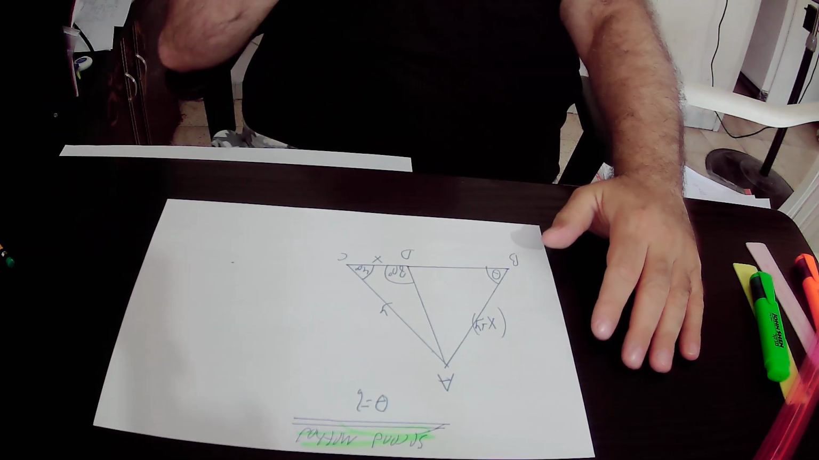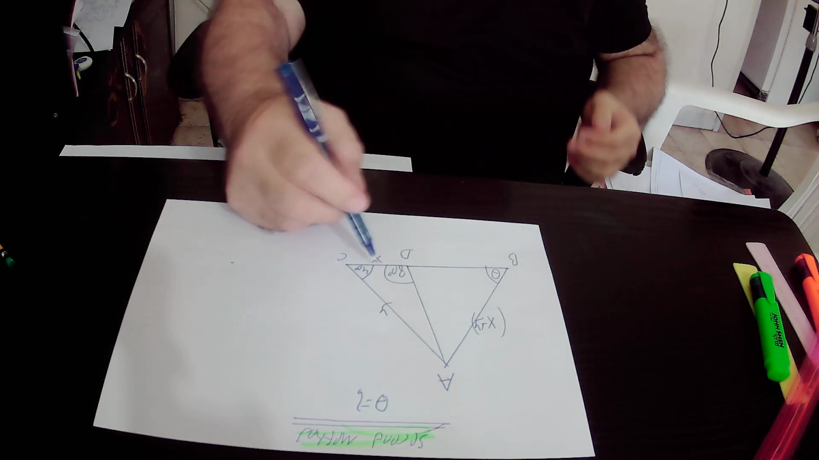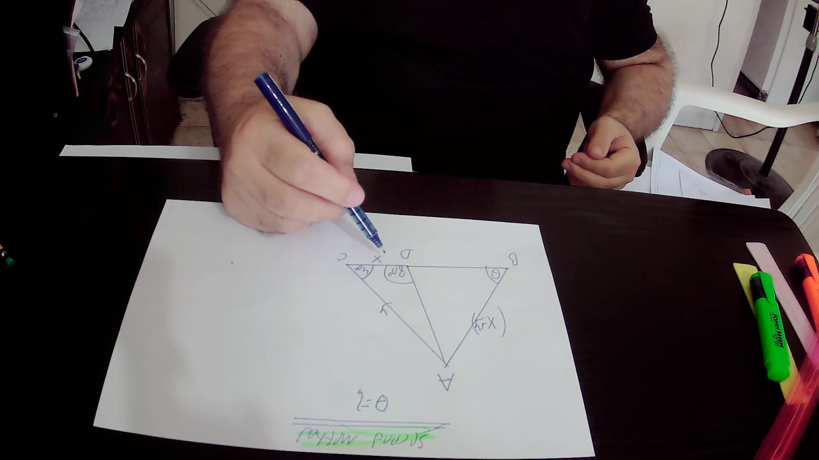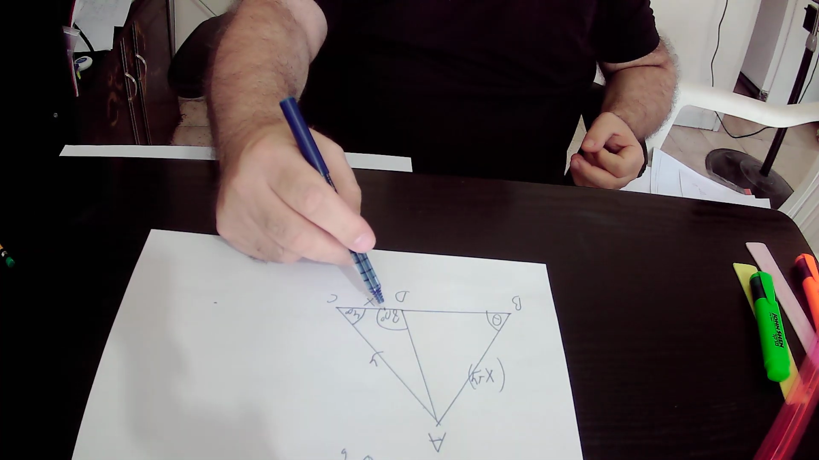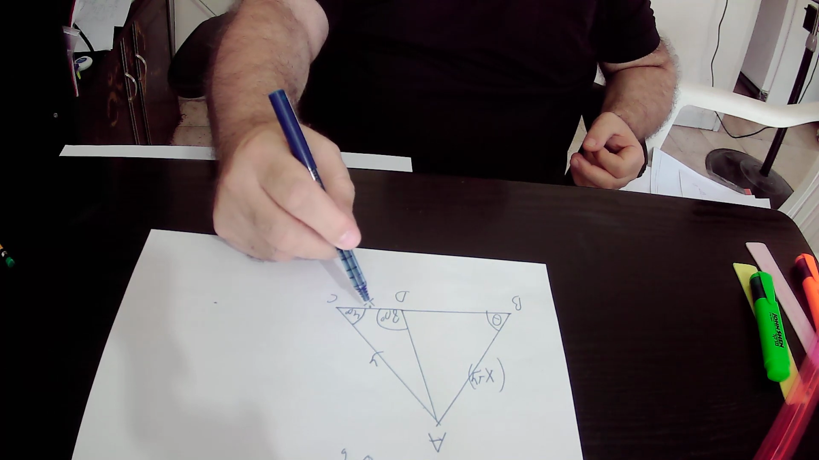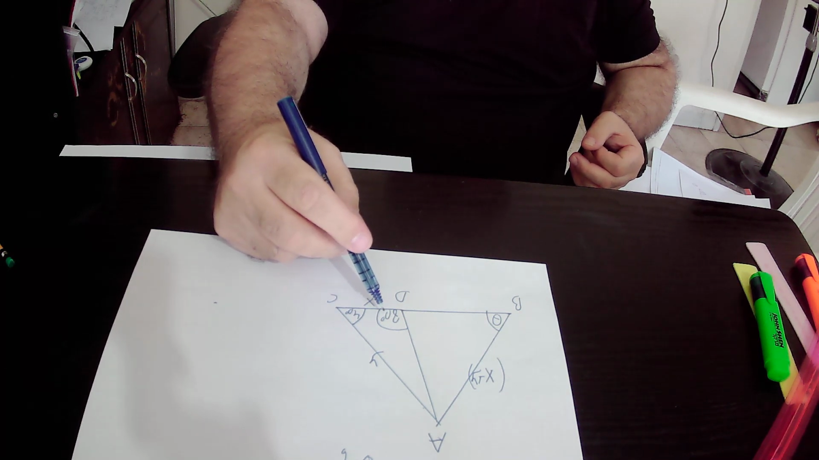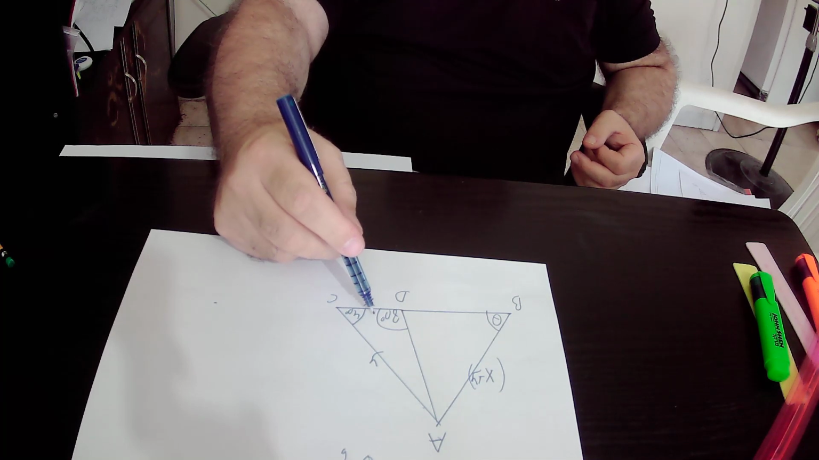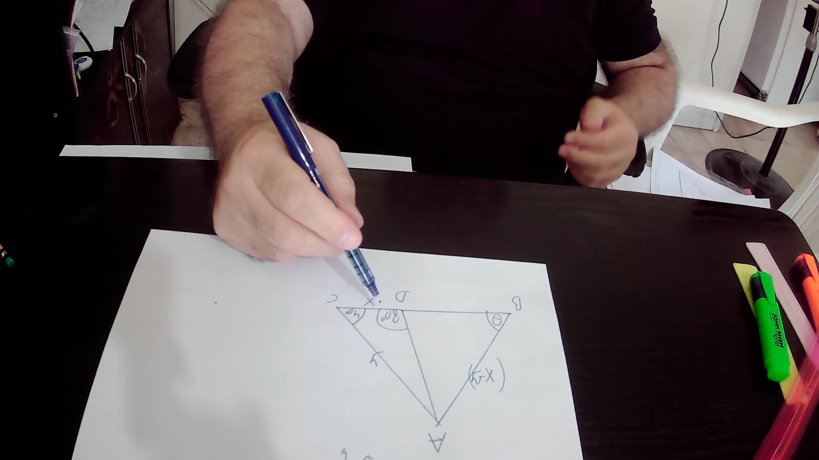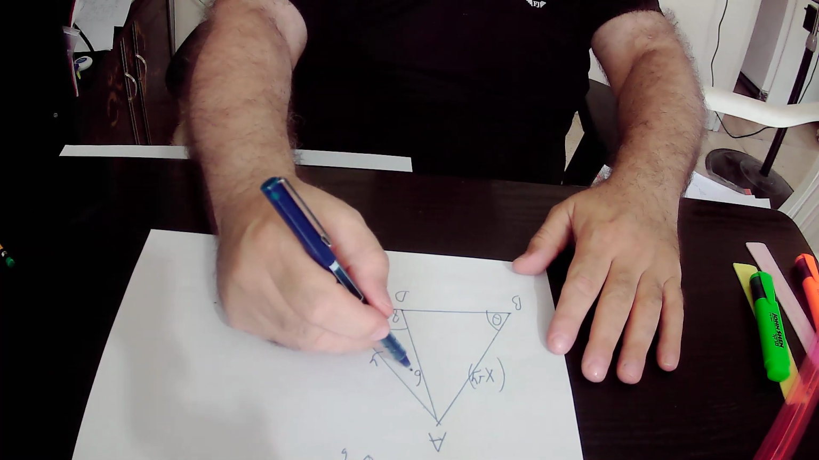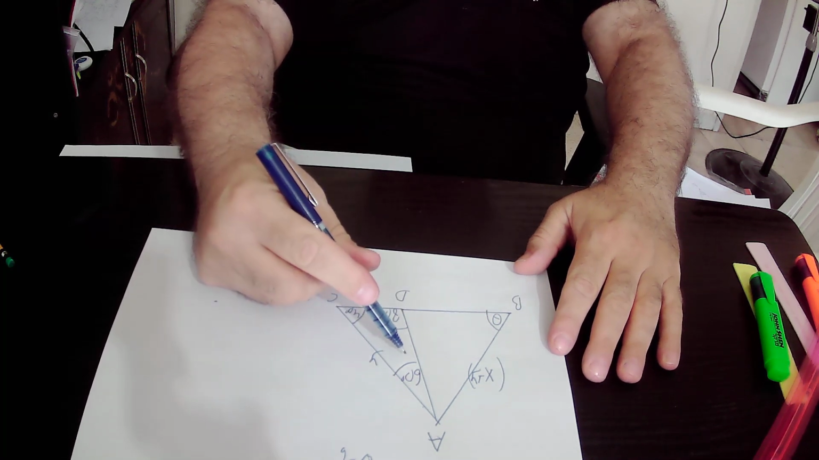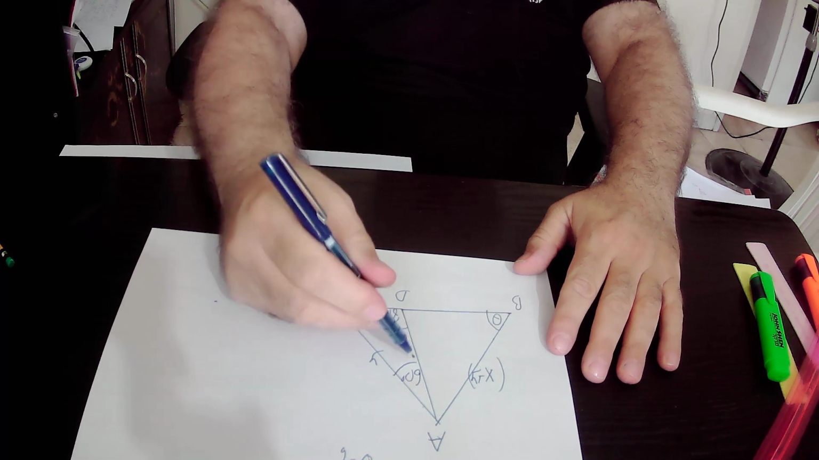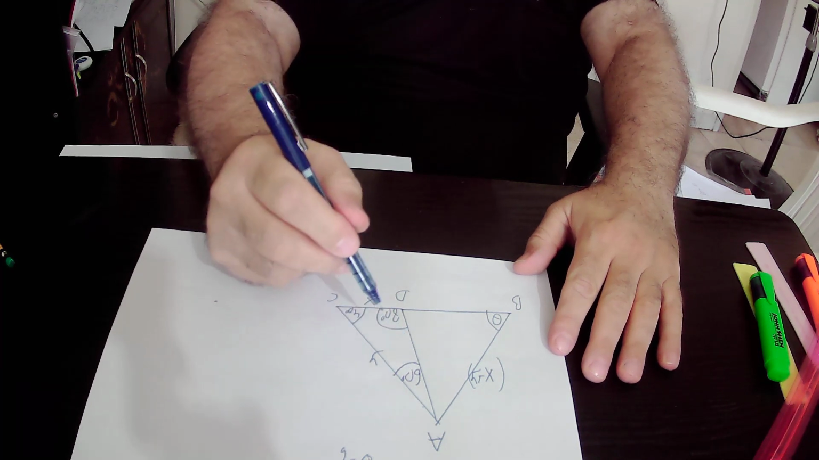So, in the second method, we'll focus on triangle ADC. In triangle ADC, this angle equals 80 degrees, and this angle equals 40 degrees. 40 degrees plus 80 degrees is 120 degrees. So the missing angle must be equal to 60 degrees in order to complete the sum of the angles in triangle ADC to 180 degrees. Very simple. So this angle must be equal to 60 degrees.